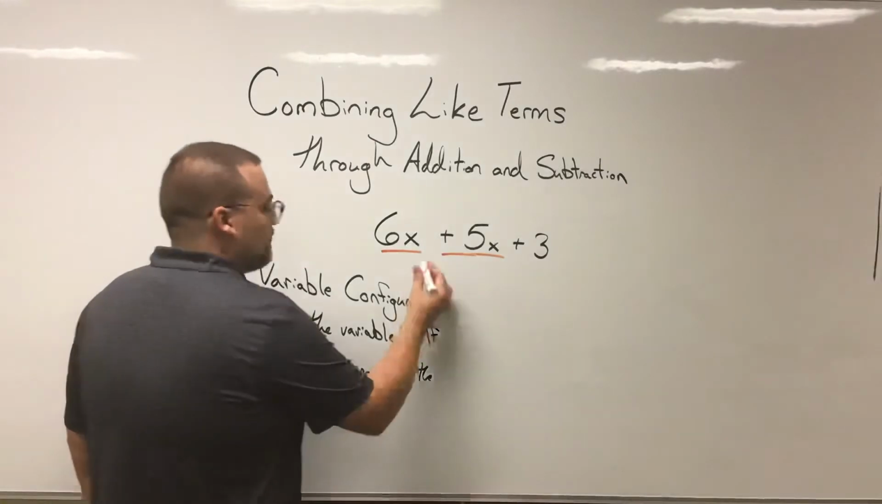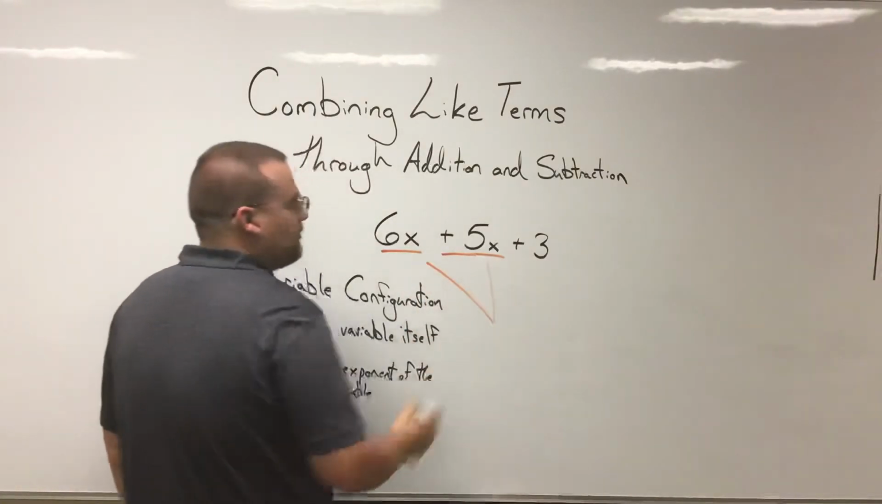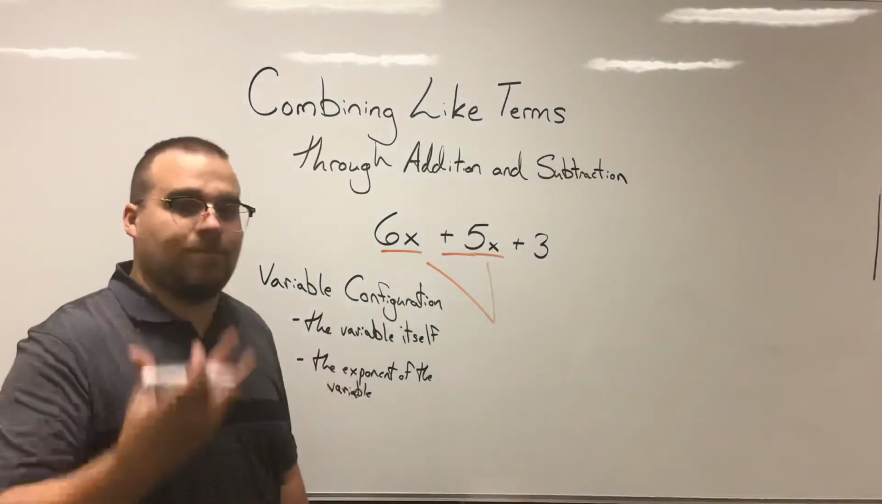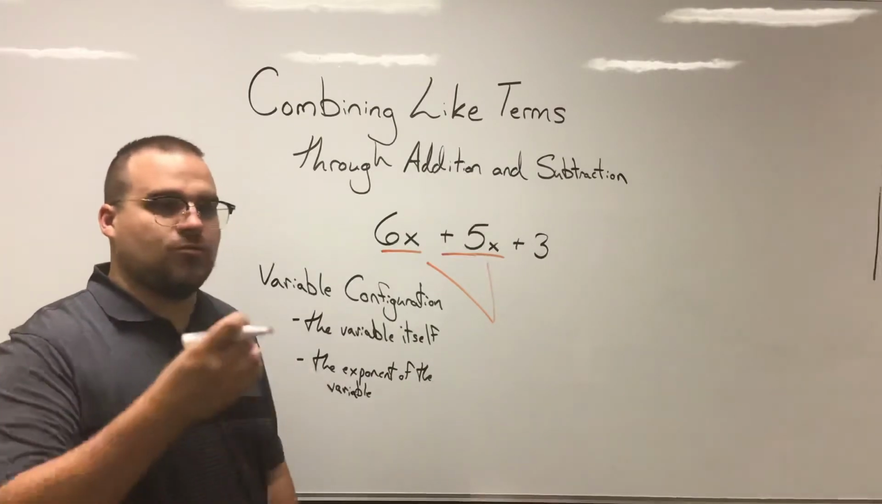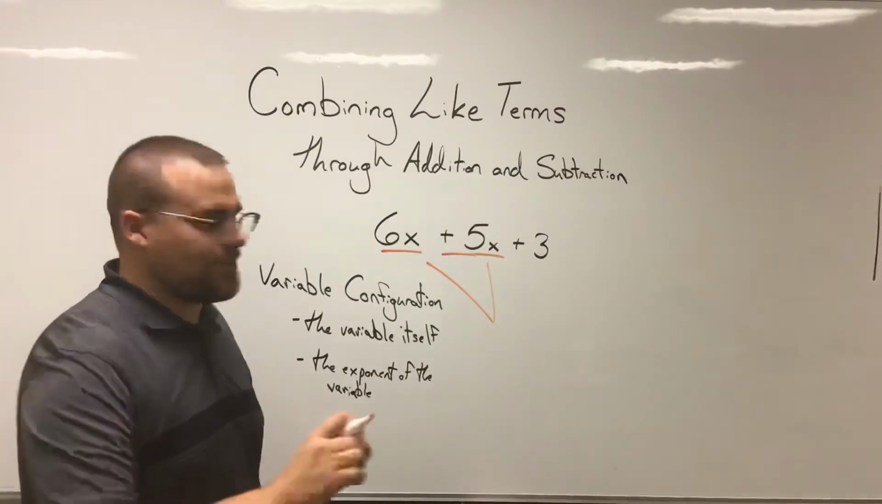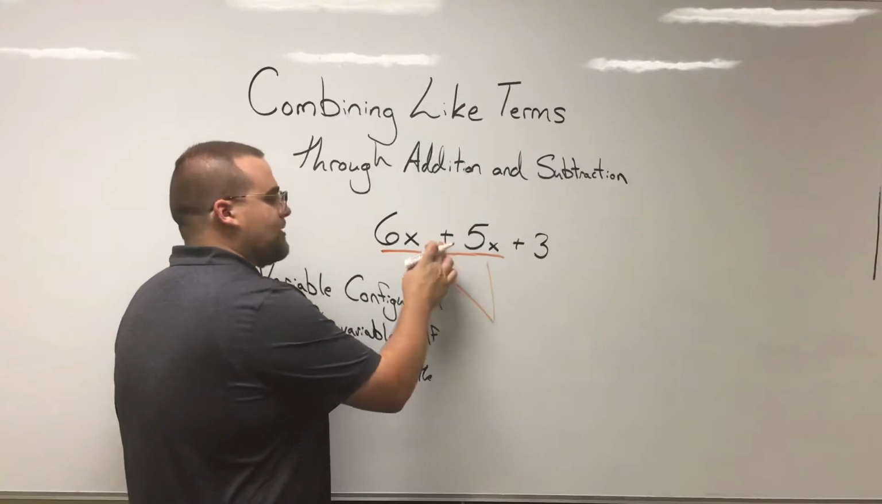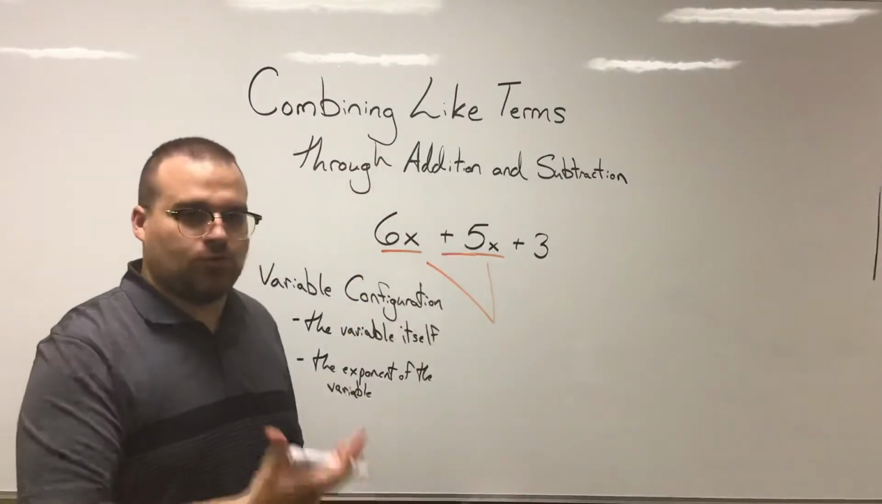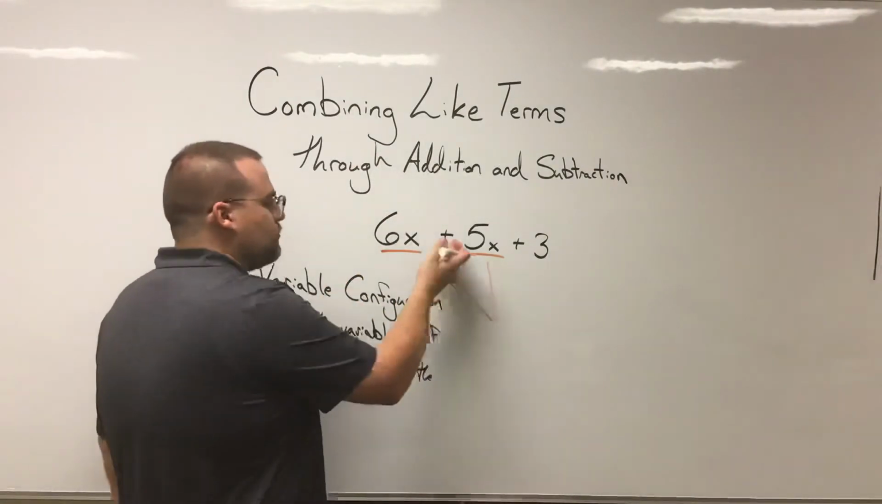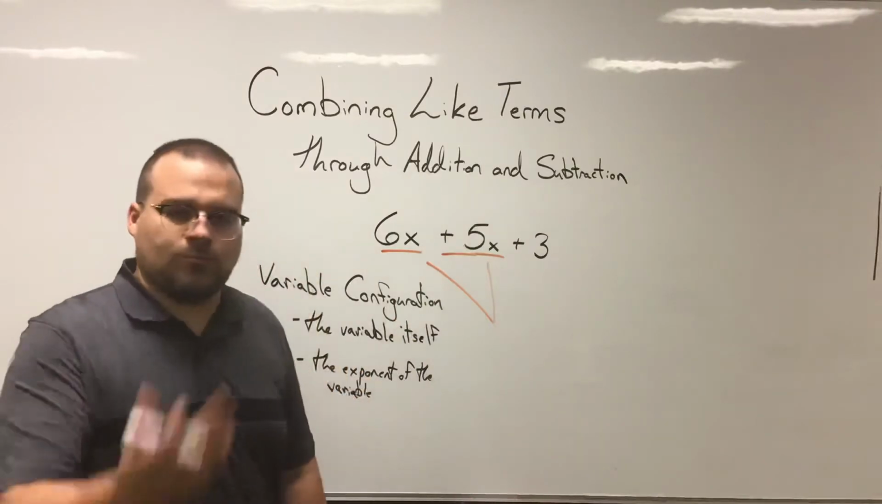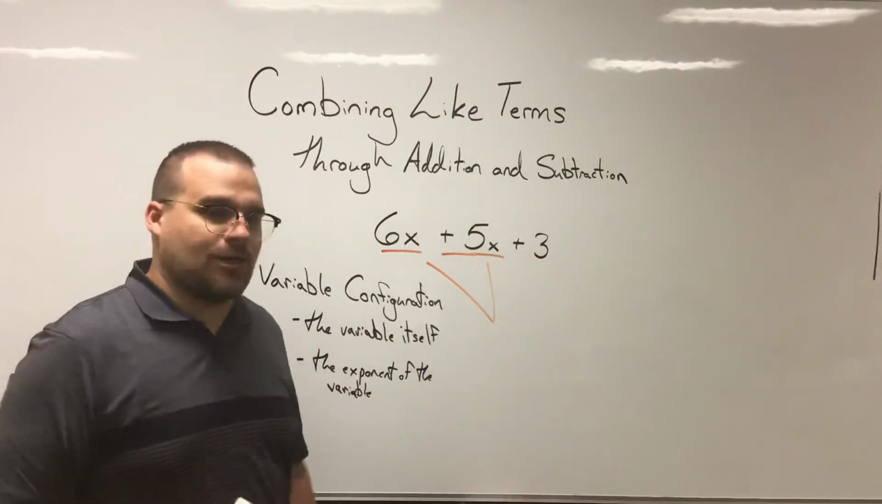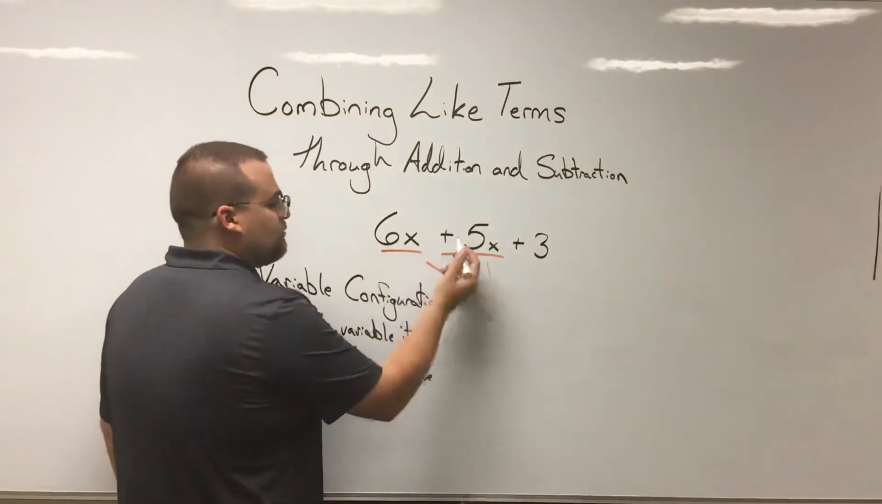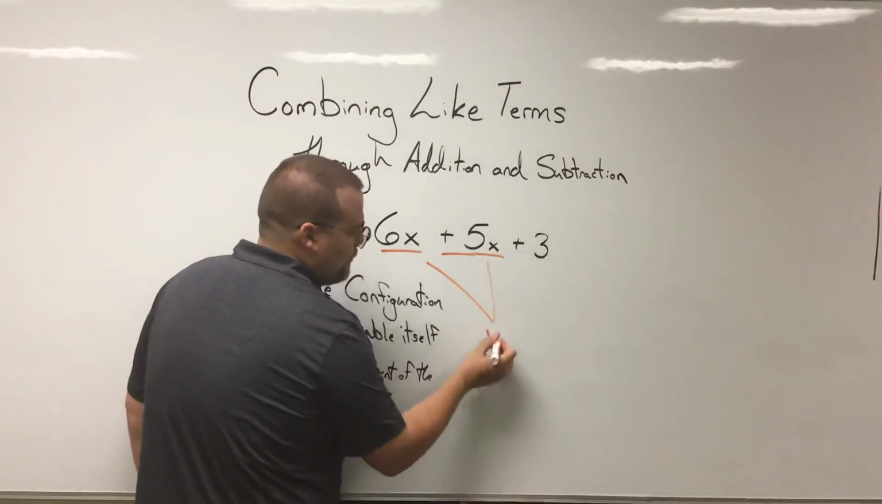What happens whenever you want to combine your like terms is you need to combine your two coefficients. And when I say combine, I mean do the operation between them, or the operation connected to this second one that you're adding to it, or adding in this case. So we would take 6 plus 5, that's 11.